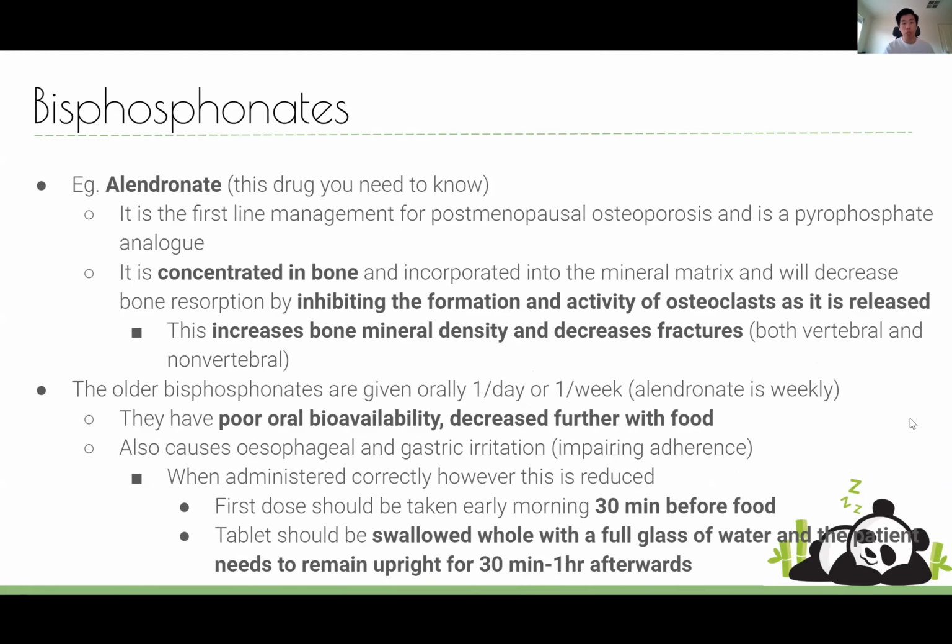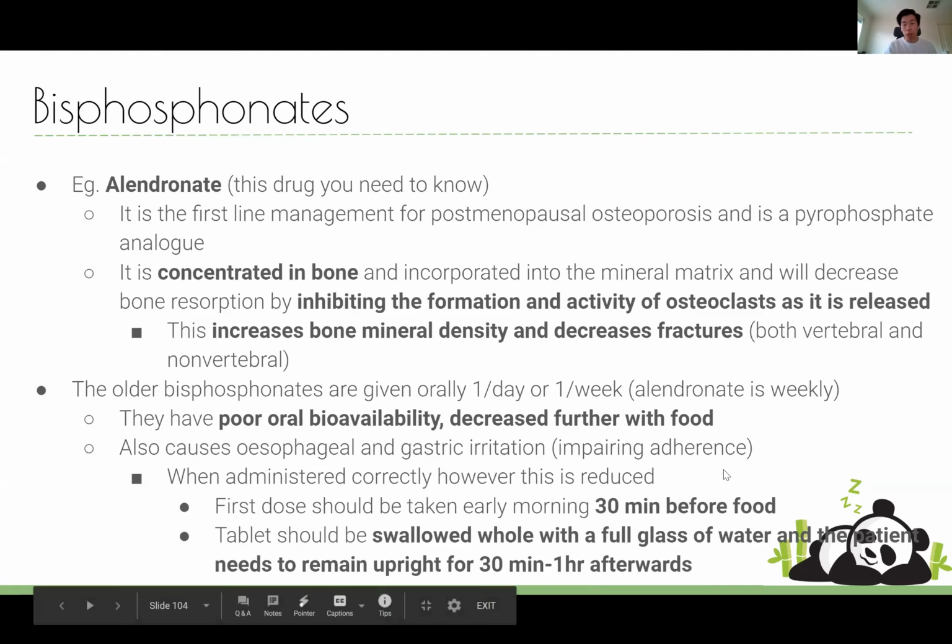Your big drug that you need to know for osteoporosis is the bisphosphonates, and specifically alendronate. This is first line for postmenopausal osteoporosis and is a pyrophosphate analog. That doesn't really matter, but how it works is it's concentrated in your bone and incorporated into your mineral matrix. So it gets mixed in with the bone layers, and as osteoclasts try to do their thing, it gets exposed, breaks open, and therefore inhibits the osteoclast that is around. This will increase bone mineral density and decrease your fractures, which is great.